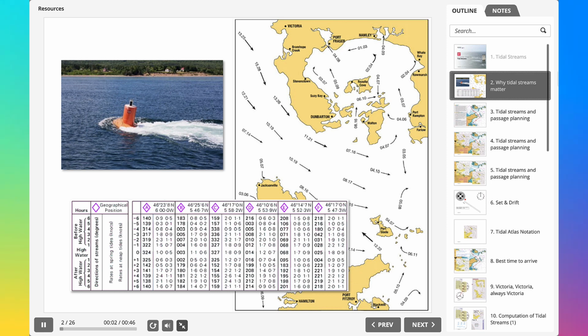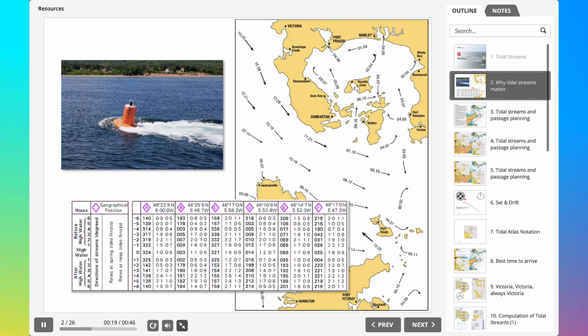Whenever we're navigating in tidal waters, we need to take account of tidal streams. We need to construct efficient passage plans which make best use of favourable streams and avoid areas which might become uncomfortable or even dangerous in certain conditions.